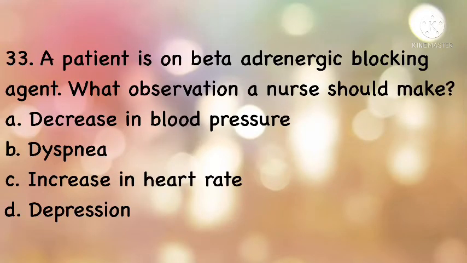A patient is on beta-adrenergic blocking agent. What observation should a nurse make? Decrease in blood pressure, dyspnea, increase in heart rate, depression. Correct answer is A, decrease in blood pressure.